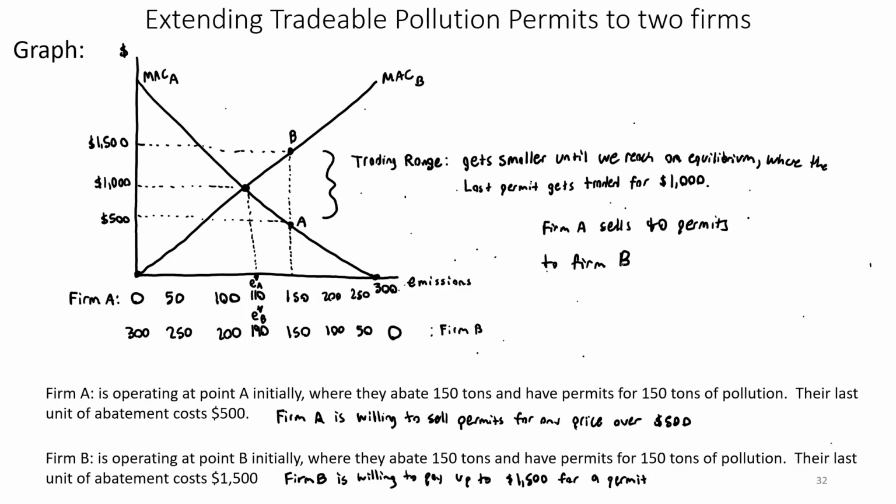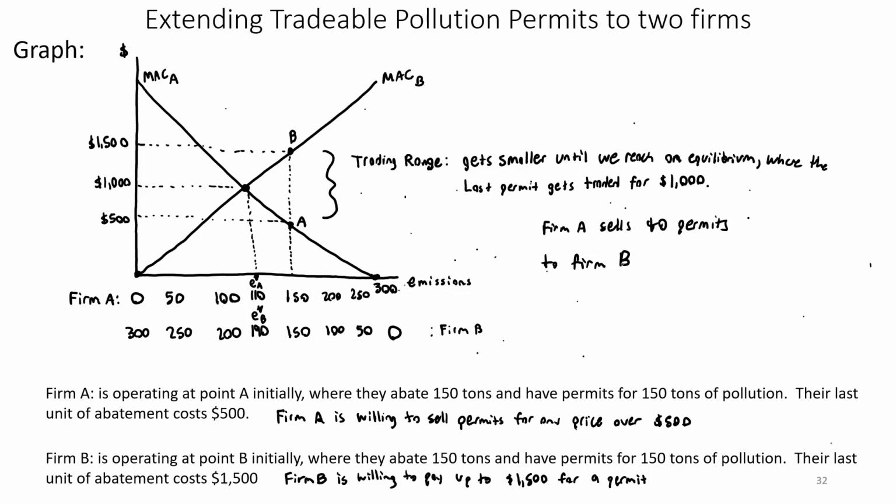$1,000. Firm A will then have 110 total emissions, right? Having sold 40 of their permits to firm B. Firm B is going to have a total of 190 emissions after having bought 40 permits from firm A. Now notice that 110 plus 190 is still equal to 300. So they're still operating at that 300 ton pollution capacity that the government has set. So they're not doing any more damage to the environment than when they were polluting 150 each. They're just now doing it in a much more efficient way.